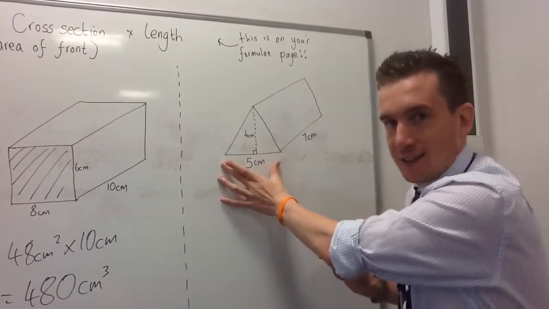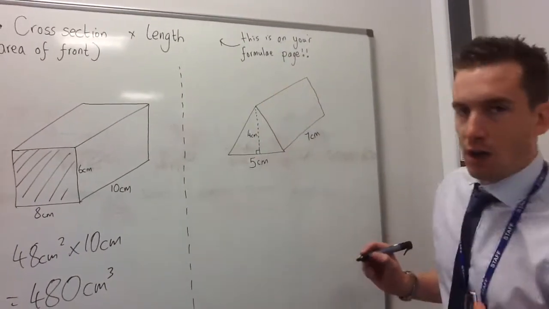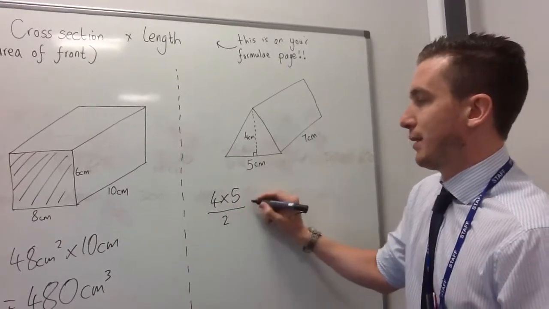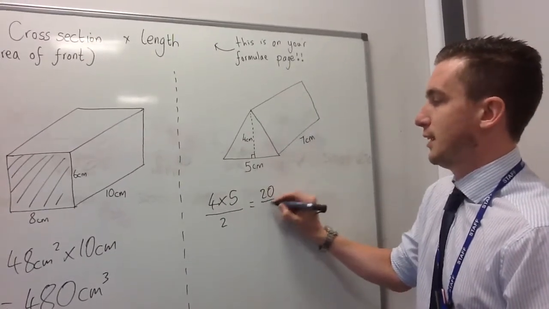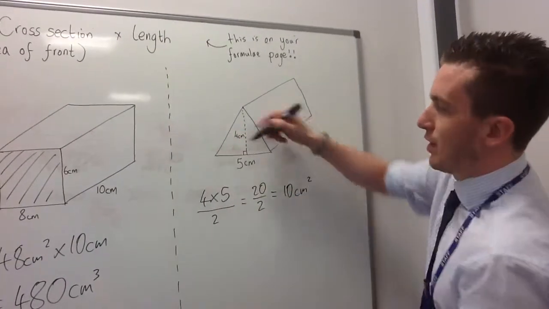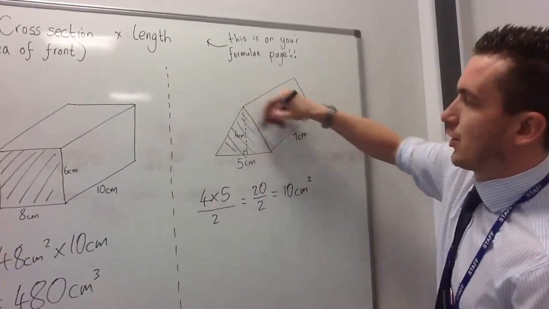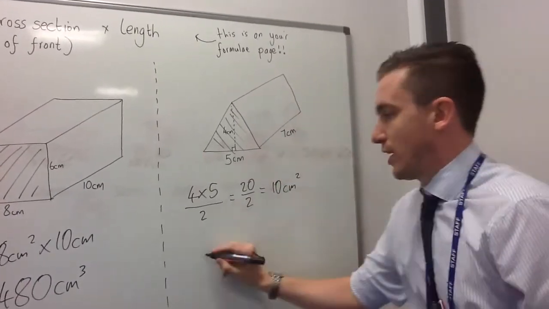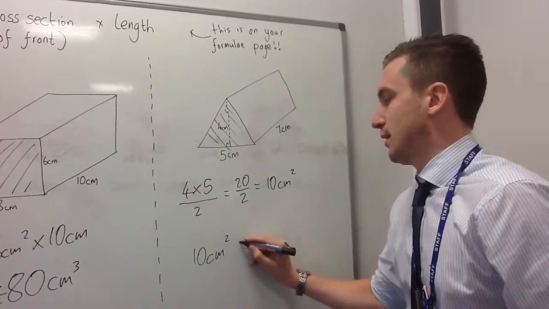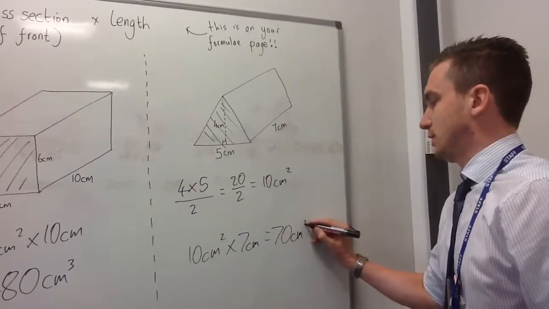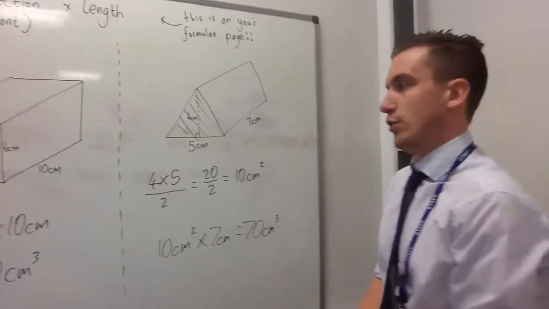Area of a triangle this time. Base times height, half it. So we're going to do that first. 4 times 5 divided by 2. So that's 20 divided by 2, which is 10 centimetres squared. That's the area of this cross section. We're then going to times it by the length. It's the same process. So 10 centimetres squared times 7. It's going to be 70 centimetres cubed because we're talking about volume.